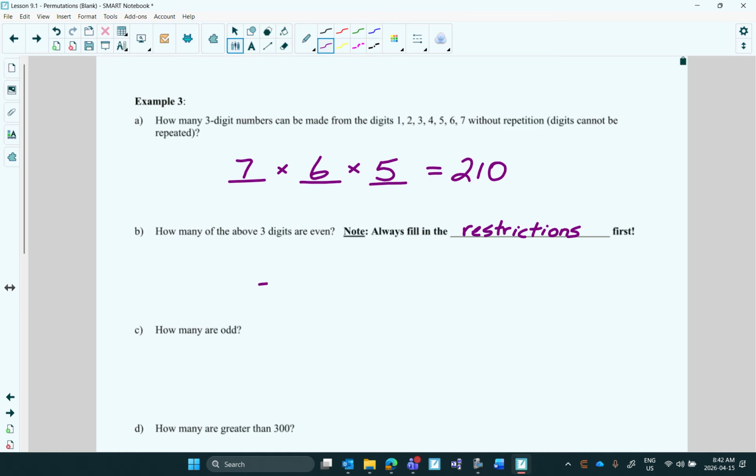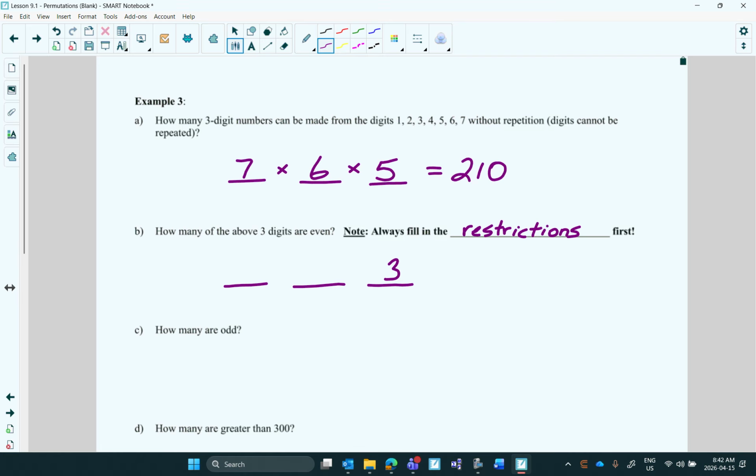12. Let's look at it this way. I don't want to start with this position. The restriction is they have to be even, which means the last number has to be even, right? Out of all these choices, how many of these are even? 3. So I have to put in that first.